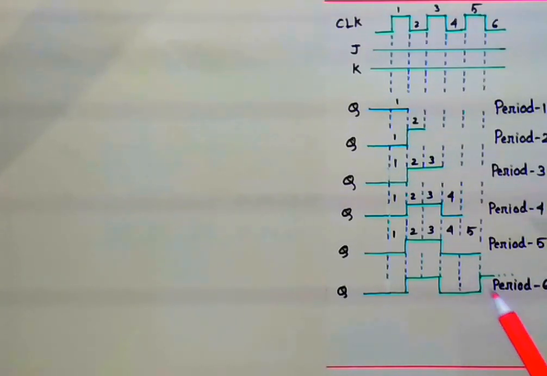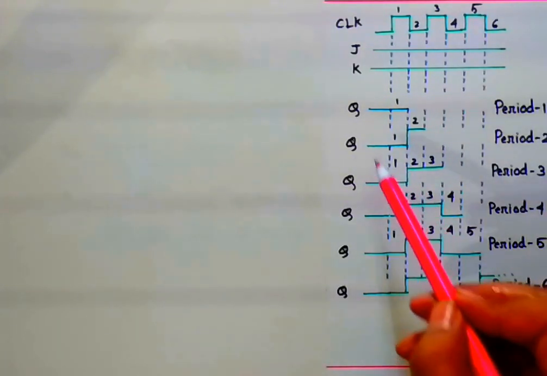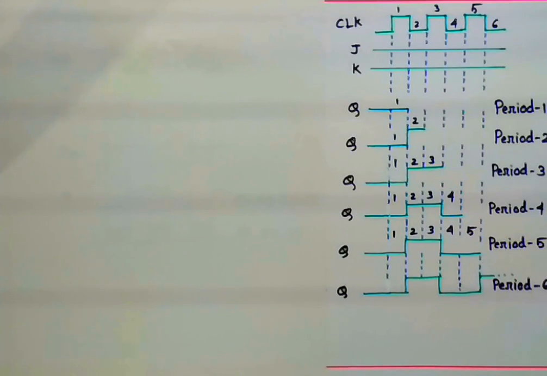Notice that I am considering here only the output Q. I am not considering QM or Q bar. Why not QM? Because QM is the output of the master flip-flop and Q is my ultimate output. And if we know Q, we can easily get Q bar by inverting it. That's why it is not required to draw the timing diagram of QM and Q bar.